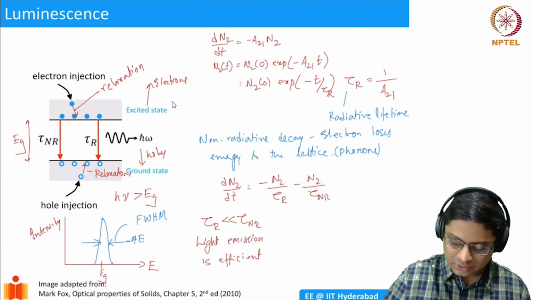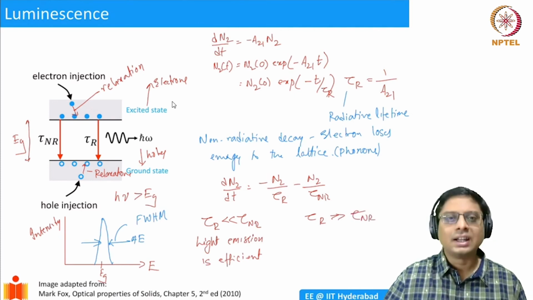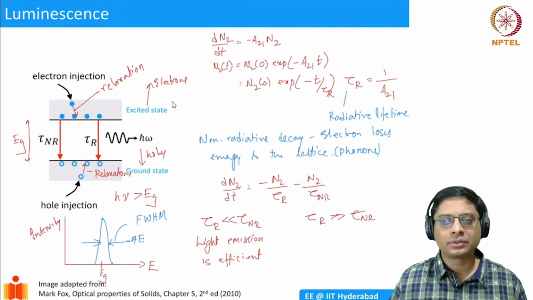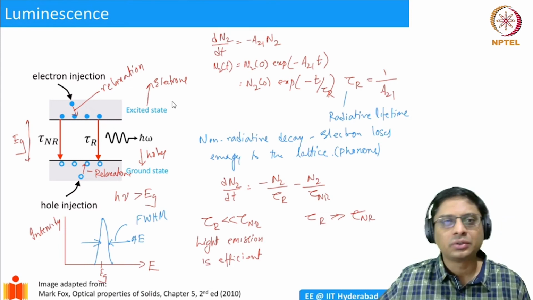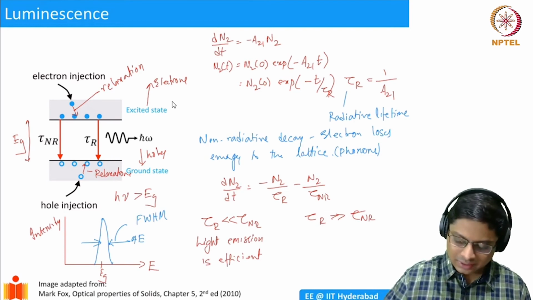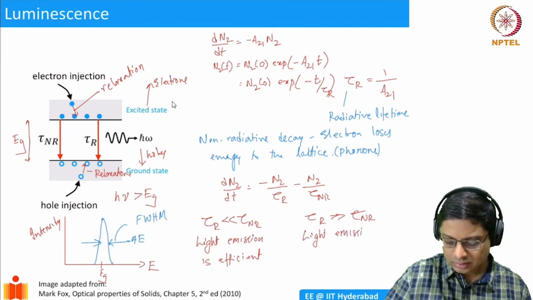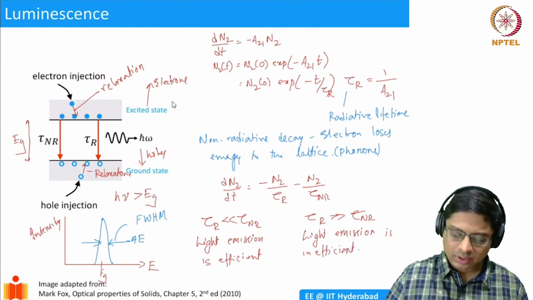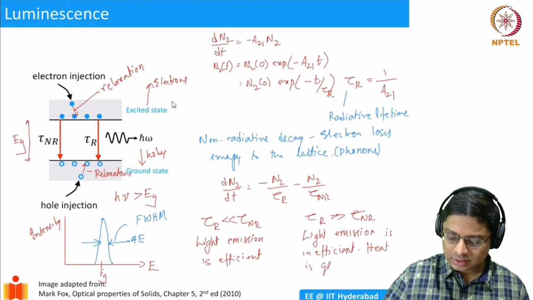If you consider the other scenario, where tau r is much greater than tau nr, what happens? Essentially, it means it's taking more time for an electron to emit a photon, but before that, it will non-radiatively decay into phonons. So here, light emission is inefficient. Heat is generated as a byproduct.